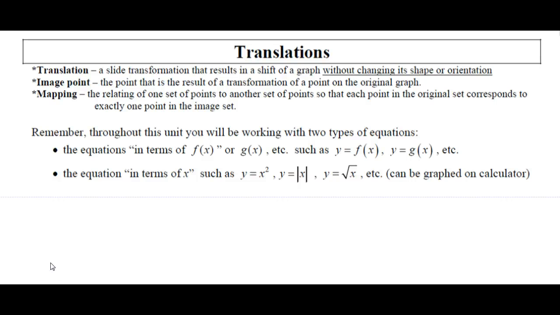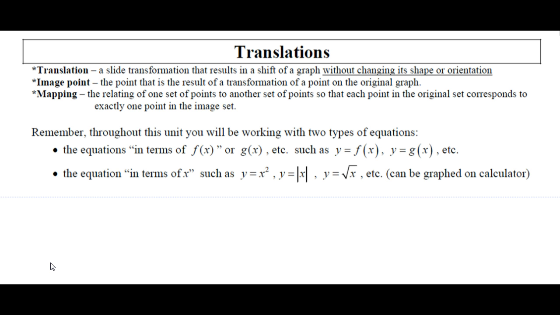All right, so translations, the real start of the whole transformations thing. And we're starting with translations, which is a slide transformation that results in a shift of the graph without changing its shape or orientation. Okay, so if it's a basic parabola, it stays a basic parabola. We're just sliding it around. Imagine that it's on the overhead or something. You can put your hand on it and move it around.